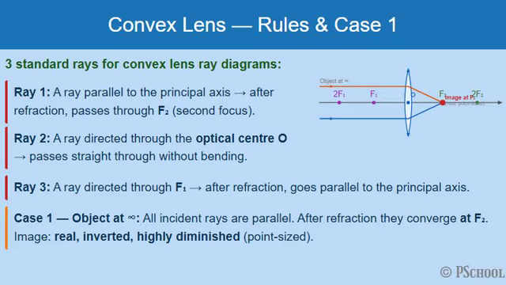Case 1, object at infinity, all incident rays are parallel to the axis. After refraction they converge at f2, image is real, inverted, and highly diminished, point-sized.